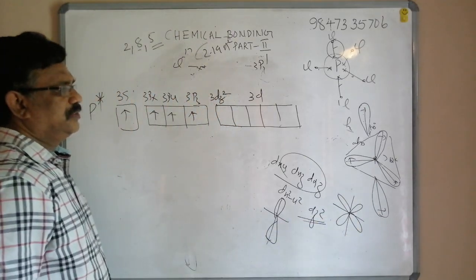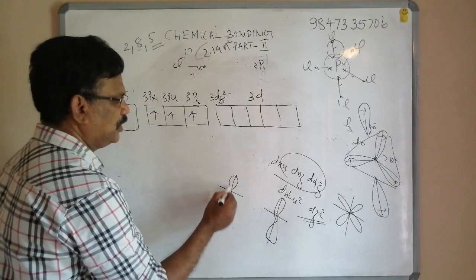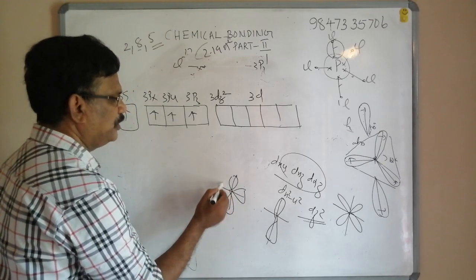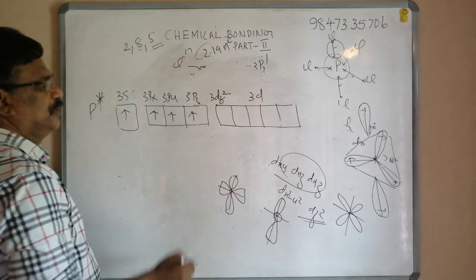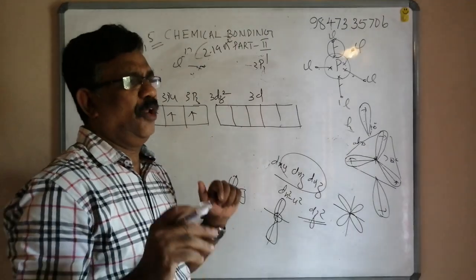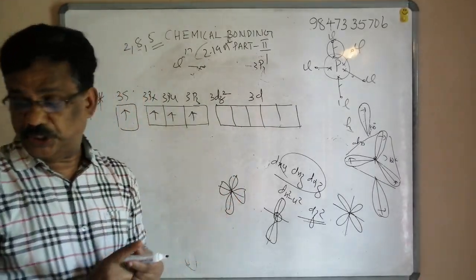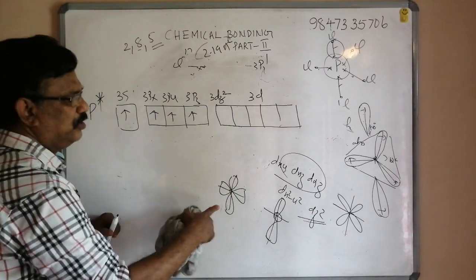Another class we can discuss their shape. And this is also dx²−y², along the axis. This is along the axis, this orbital. So, why is that axial bond longer than the equatorial bond? So, this is the excited state of phosphorus, look at this.